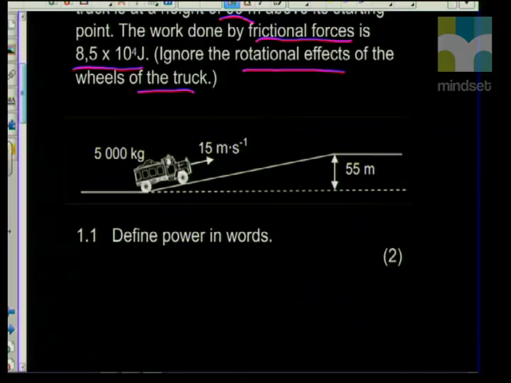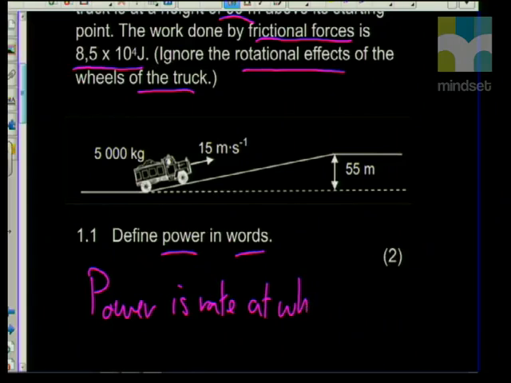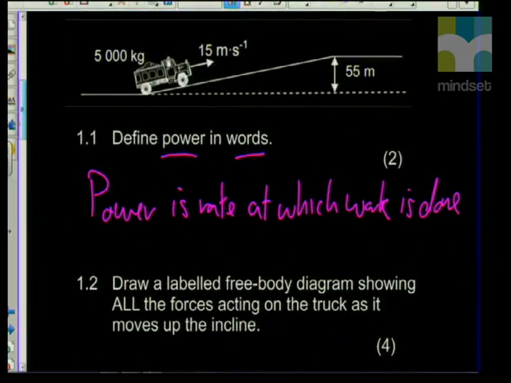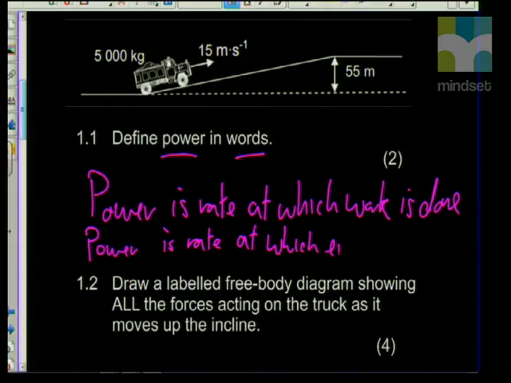So the first question, straightforward, is we need to define power, but in words. So what we're going to say is power is the rate at which work is done. There is an alternative definition, which I like, which says that power is the rate at which energy is transferred. And that's a very interesting connection between work and energy. So be aware of that.